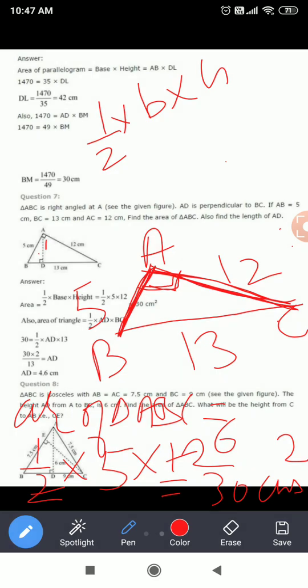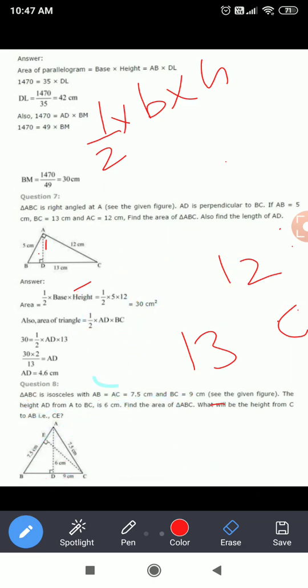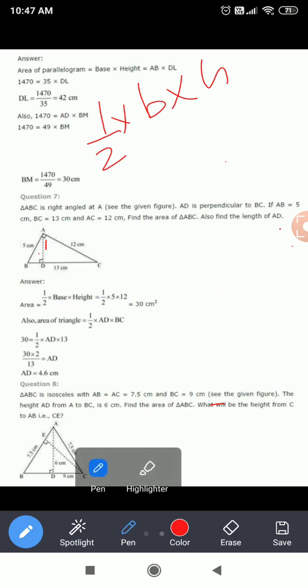Got it? Now, after the area of the triangle, what do we have to find? AD. Length of the AD we have to find, that is the height. Now see, area of the triangle will remain the same.